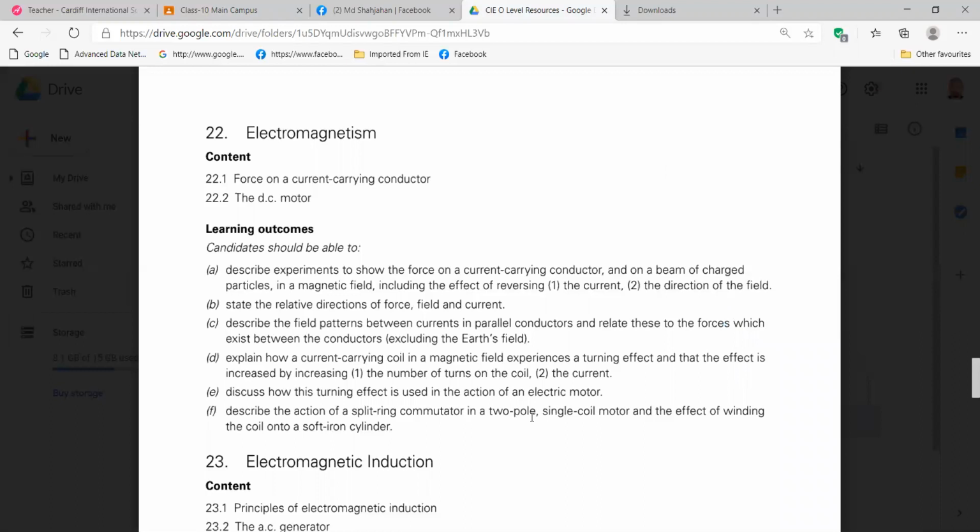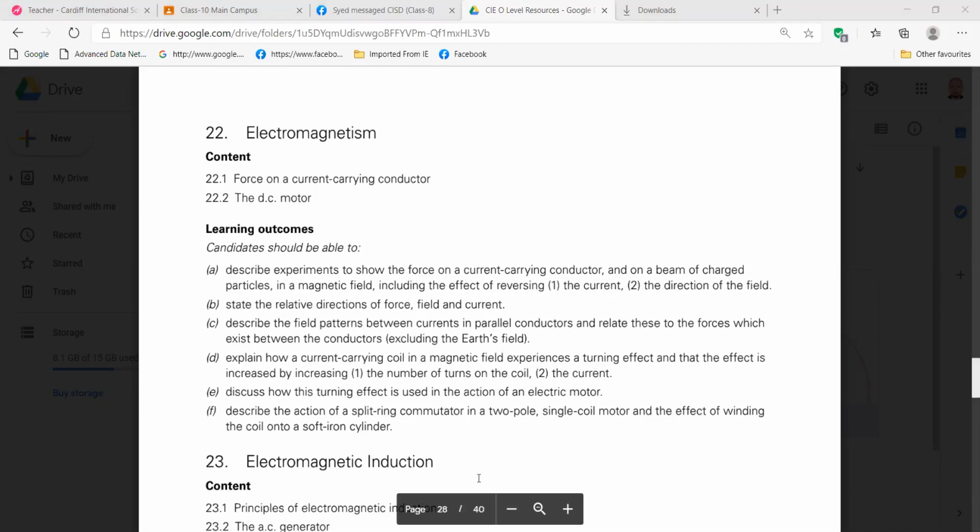Describe the field patterns between currents and parallel conductors that relate these to the forces which exist between the conductors, excluding the Earth's field. So here we are using conductors. In conductors we have current, and if there are 2 conductors, what will happen? In our topic 17 we got one rule, that is right hand grip rule. I am first starting with that one.